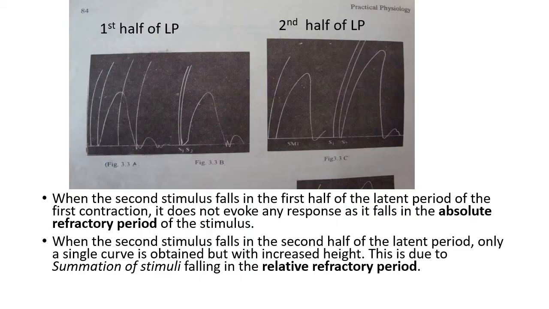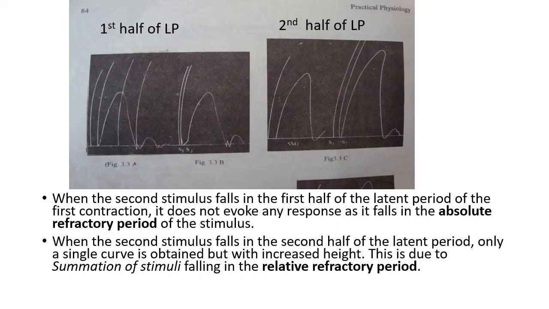S2 is second stimulus. Here we applied second stimulus during second half of the latent period of the first stimulus. What we get? Read it. When the second stimulus falls in the second half of the latent period, only a single curve is obtained but with increased height. This is due to summation of stimuli falling in the relative refractory period. So here the second stimulus falls in the relative refractory period of the first stimulus or of the first contraction. So we will get a response.